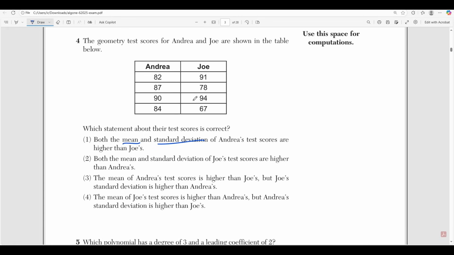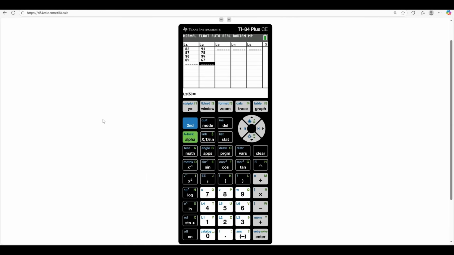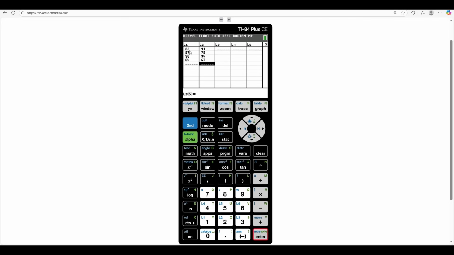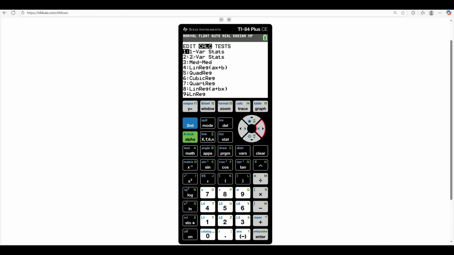And what I want you guys to do is copy these numbers from the table into the list. So what I've done is I went ahead and plugged in each one of their values from this table into these two lists, okay? Once you have the data plugged in, you're going to go back into stat, go to the right into calc, and then press enter where it says 1-Var Stats. What this means is this gives you the statistics for that one variable, okay?